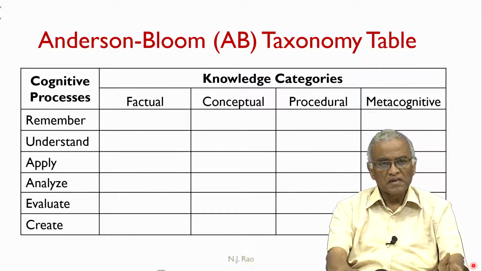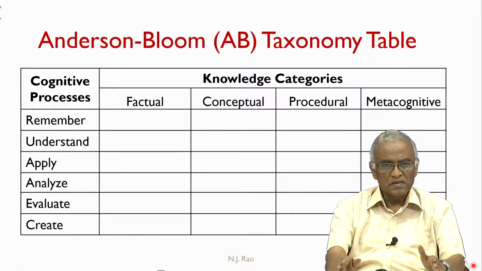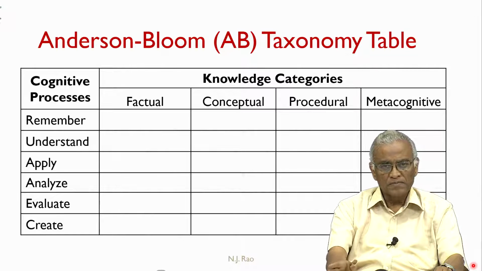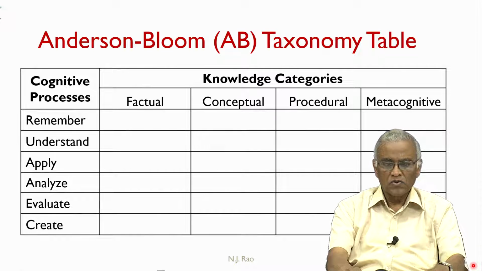The taxonomy table as presented by the book written by Anderson, Krathwohl and others interchanges the rows and columns. That means the cognitive processes are presented as columns and knowledge categories are presented as rows.